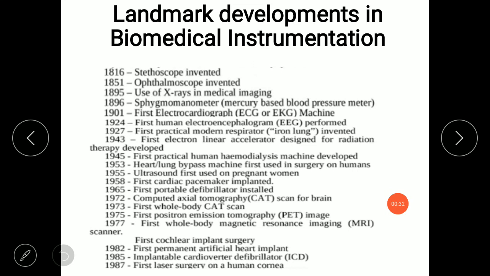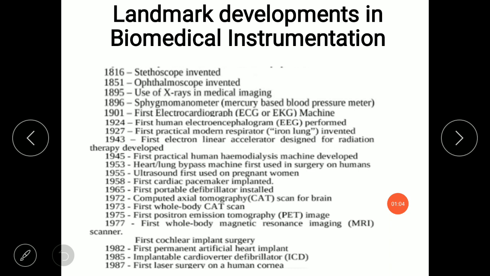So now in this lecture I'll be discussing the landmark developments in biomedical instrumentation, and then the classification of biomedical instrumentation. So let's discuss the landmark developments. There are numerous instances of the development of different devices, equipment, and techniques which are helping healthcare professionals in the efficient discharge of their duties.